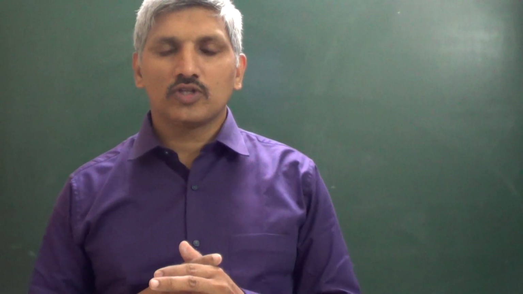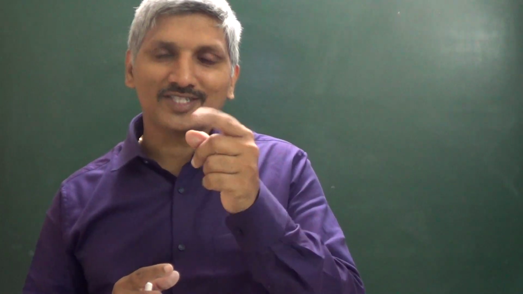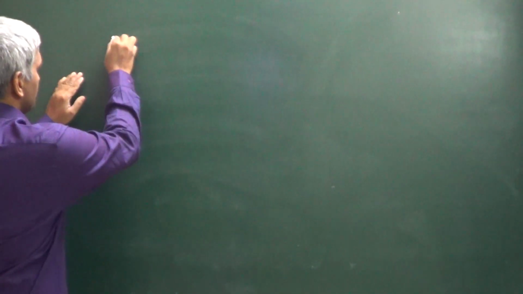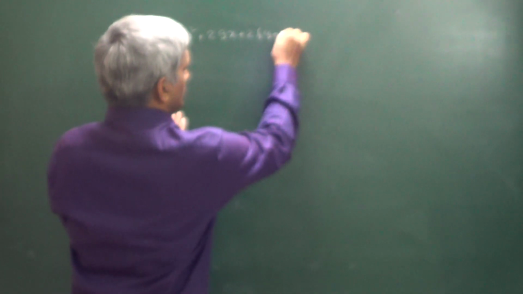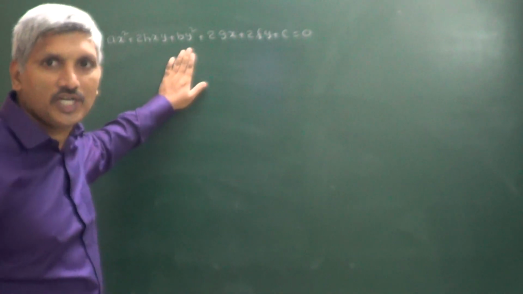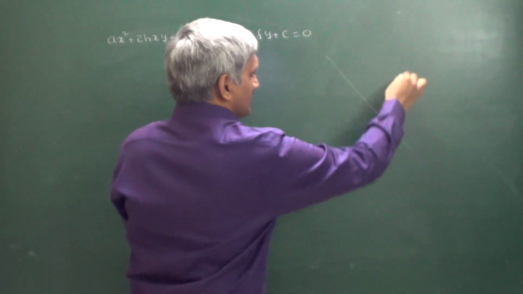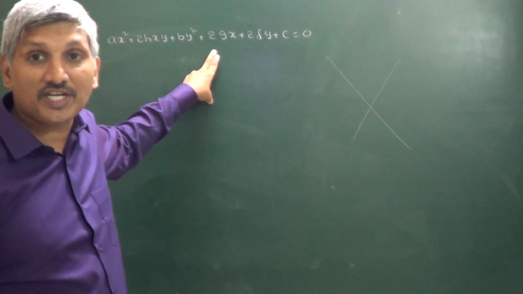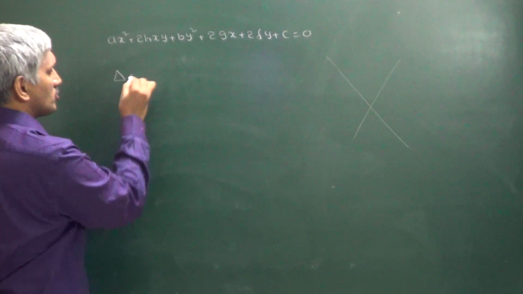Last class we discussed the homogeneous equation representing two straight lines passing through the origin. Now the general second degree equation ax square plus 2hxy plus by square plus 2gx plus 2fy plus c is equal to 0 represents a pair of straight lines under the condition delta is equal to 0.